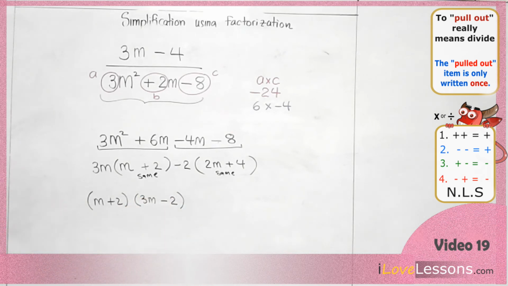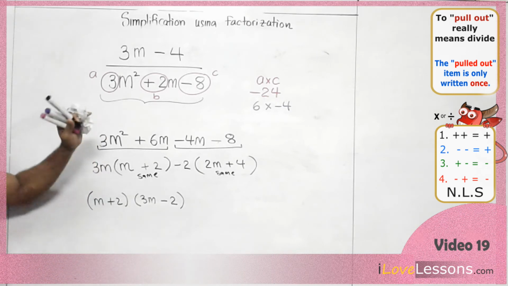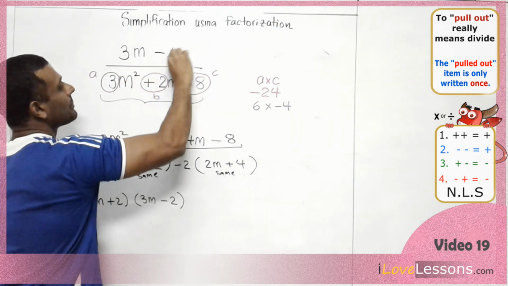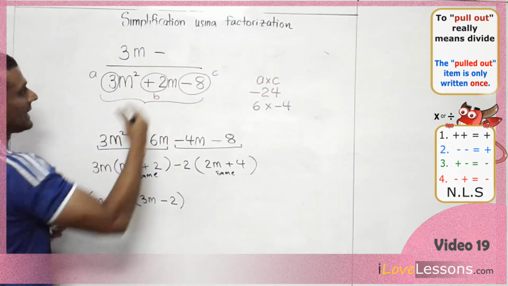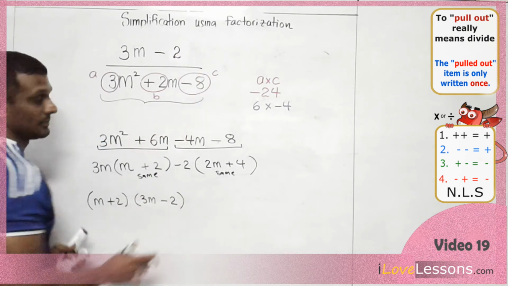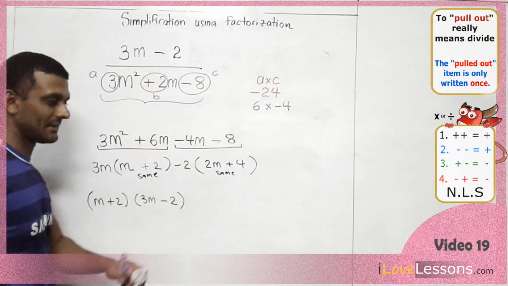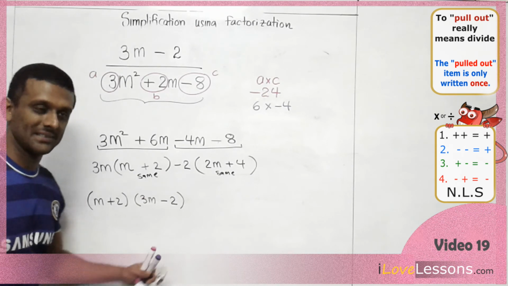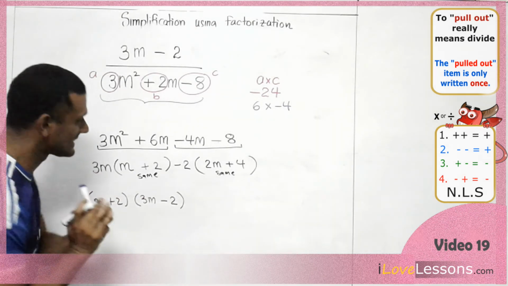Now I'm realizing I made a mistake in this question. Don't hang me. Instead of 3m minus 4, it's supposed to be 3m minus 2. Really sorry about that. I'm really lazy. I really don't want to go back and redo this video, so please just forgive me once for this.